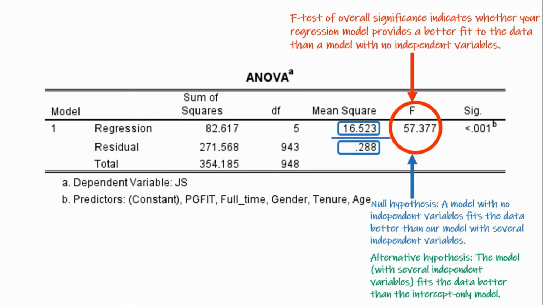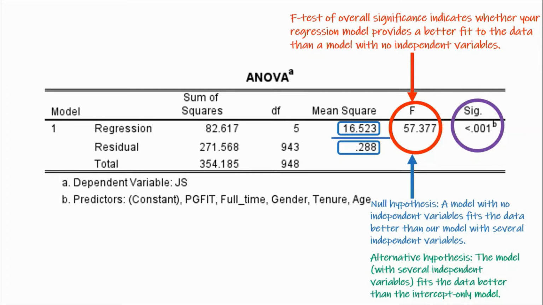Now, if the null hypothesis is true, you would expect the F ratio, the F value, to be about 1 or close to 1 most of the time, although not always. Now, the question then is how high should the F value be for us to conclude that the sample data provides sufficient evidence that our regression model here fits the data better than the model with no independent variables? Well, we'll look at the p-value, which in SPSS is listed in the significance column.